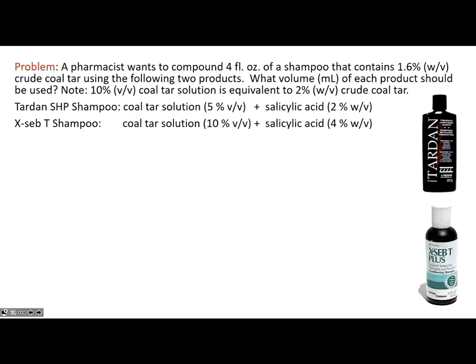And I guess the question here is, what is driving our combination? Is it to get the right amount of coal tar or to get the right amount of salicylic acid? It's coal tar. Remember, our target, what we want to make, is something that has 1.6% weight per volume of crude coal tar. So we need to mix these in the right proportions so that we get the right concentration of the coal tar. All right? The salicylic acid is just kind of a secondary ingredient. We'll talk about it later.